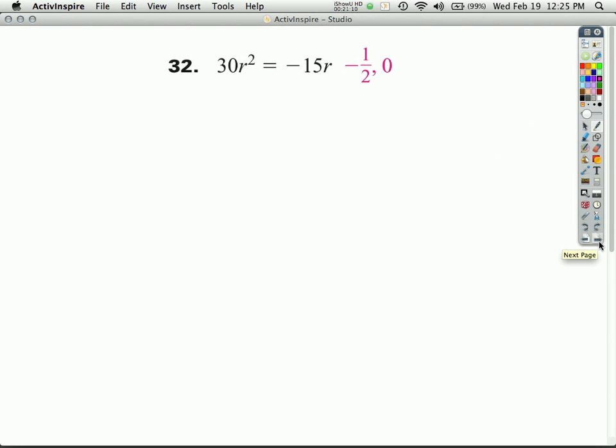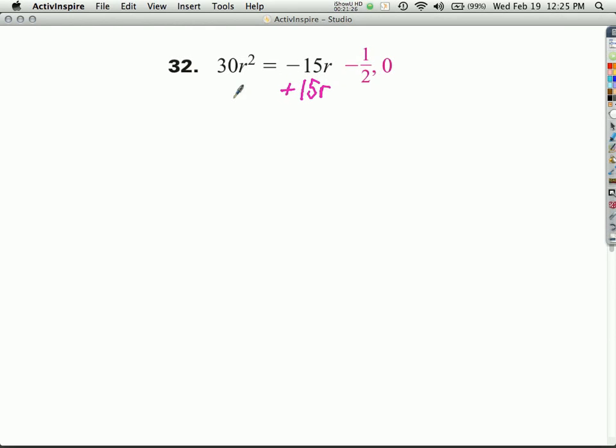So, Kisara, what was the first thing that had to happen in number 32 before you even really started doing anything else? Wow, you said that beautifully. You had to get the side to 0, so we have to add 15r to both sides. So this becomes 0. And so we get 30r squared plus 15r equals 0.